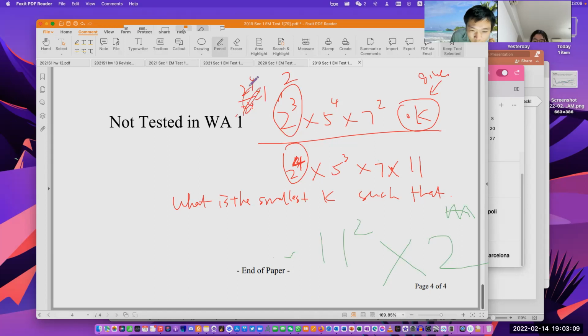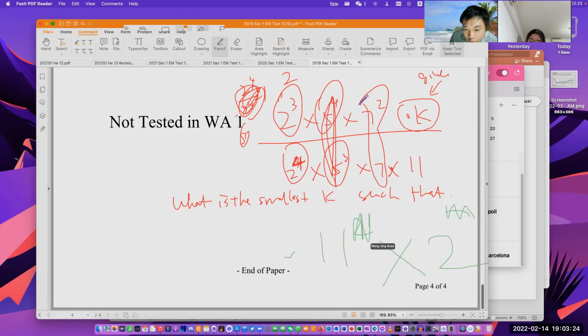Okay, good. Divisible. For this one, do you need to give? No need, because 5 to the power of 4, 5 to the power of 3 is good enough. No need to give. For this one, 7 to the power of 2 over 7, good enough. No need. So now for the 11, I think you need to give it an 11. So it should be 2 times 11 is 22. Oh, by the way, this question is so clear cut. Okay, I think the question is not so straightforward.